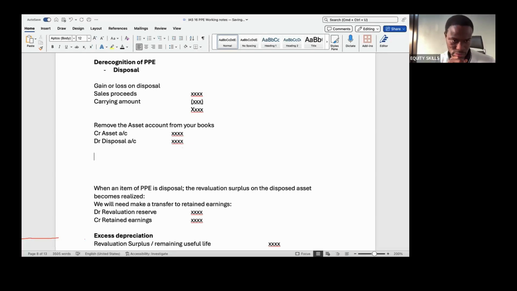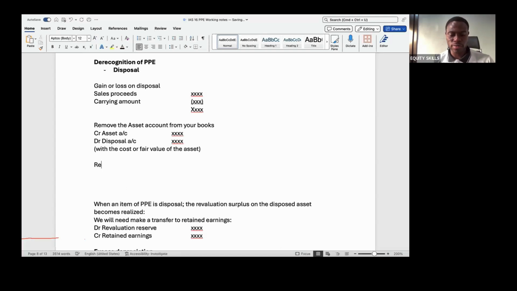The second thing, after you've cleared off the asset account, in fact, let me note that this is with the cost or fair value of the asset. Just so that you know that the asset account is always at cost or fair value, depending on which model you're using, not carrying amount.